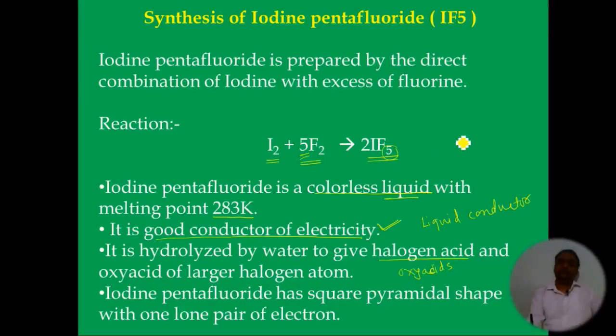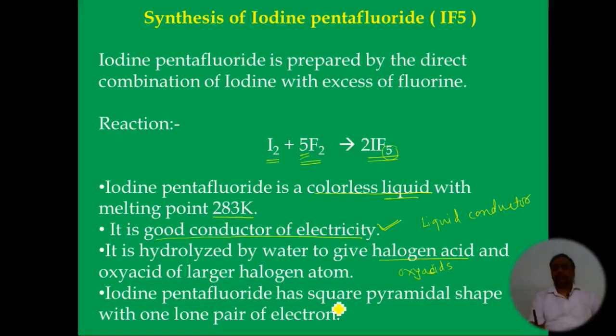So iodine oxyfluoride, iodine oxybromide, iodine oxychloride. Depending upon which interhalogen compound you are hydrolyzing, it will give the oxyacids of iodine, because you are using this iodine. Iodine is the larger halogen, that's why it will show the oxyacid of that particular larger halogen.